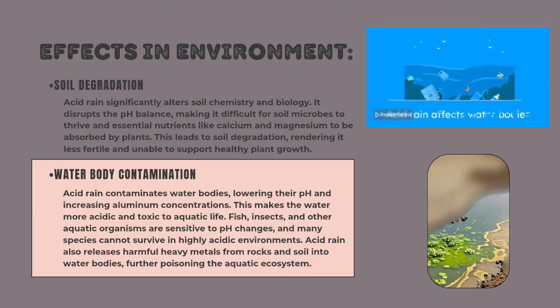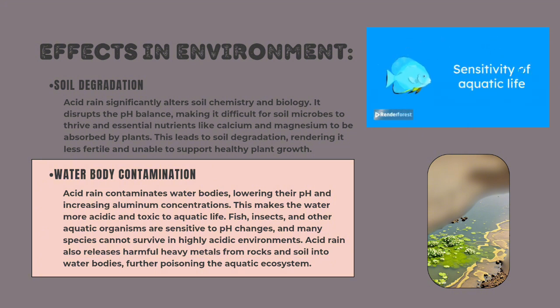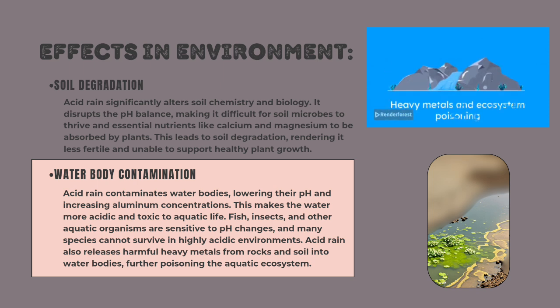Water body contamination. Acid rain contaminates water bodies, lowering their pH and increasing aluminum concentrations. This makes the water more acidic and toxic to aquatic life. Fish, insects, and other aquatic organisms are sensitive to pH changes, and many species cannot survive in highly acidic environments. Acid rain also releases harmful heavy metals from rocks and soil into water bodies, further poisoning the aquatic ecosystem.